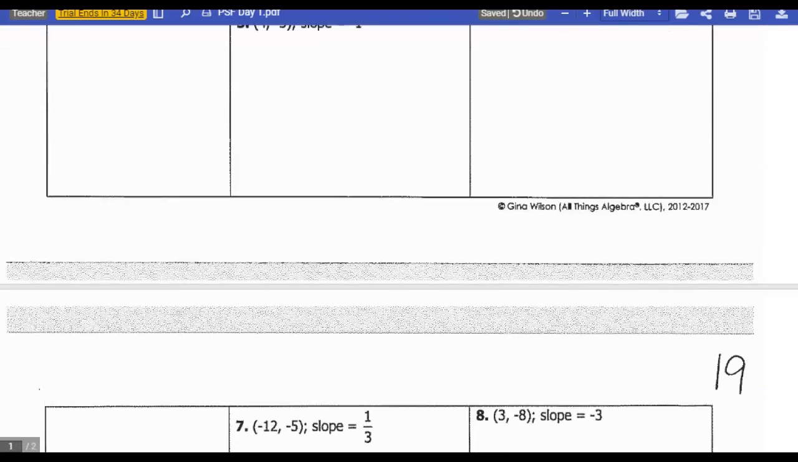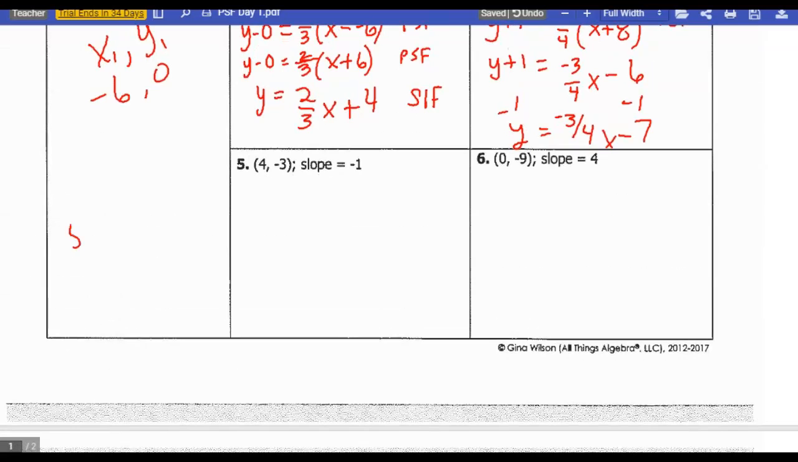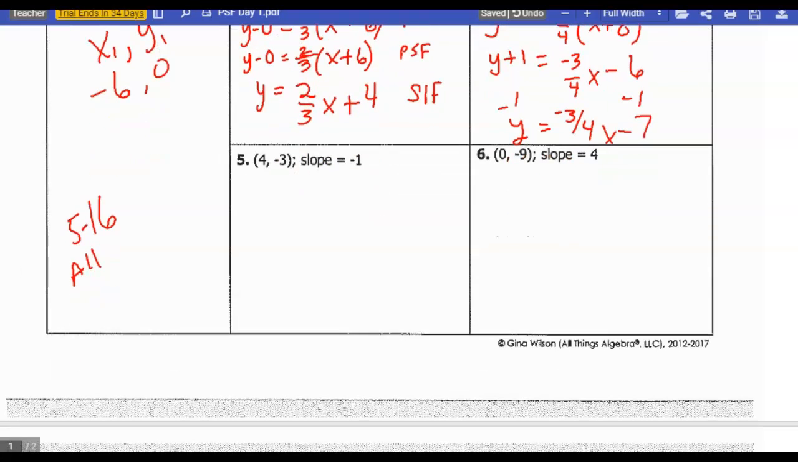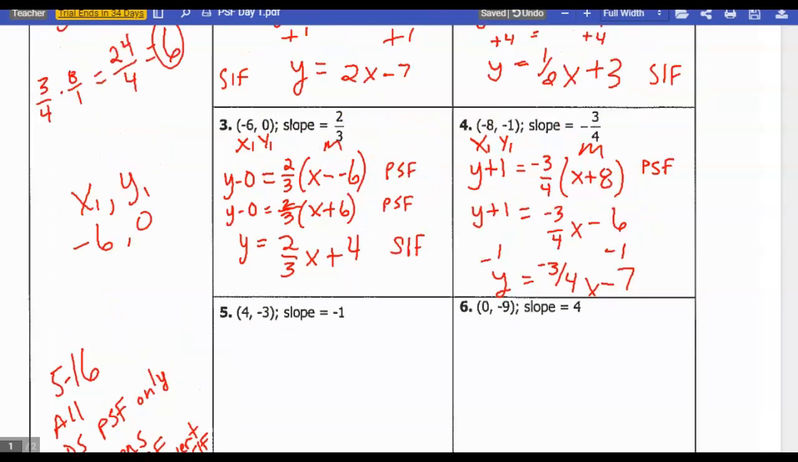We're finishing this worksheet, 5 through 16 all. Okay. Odds, you do point slope form only. Evens, you start with point slope form and then you convert to slope intercept form like I did here.